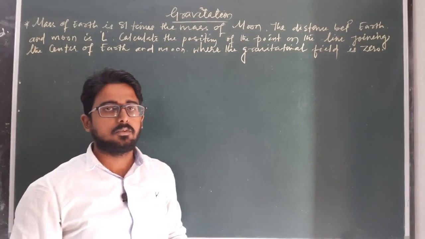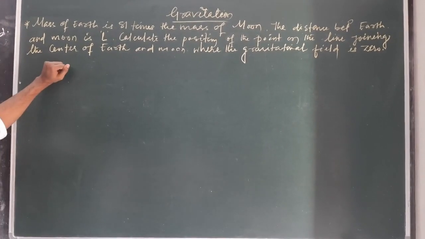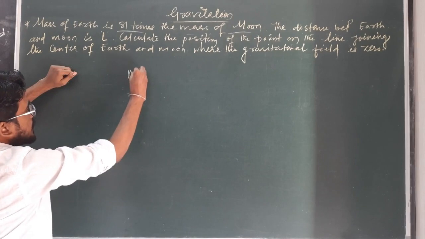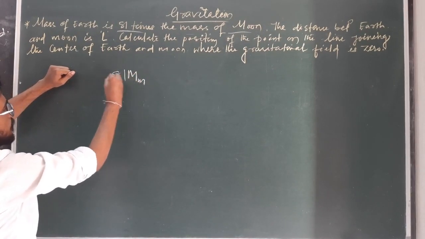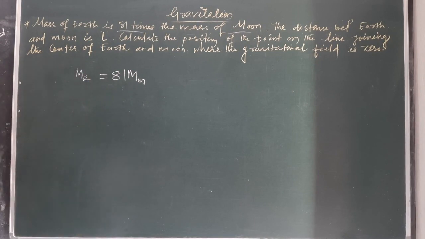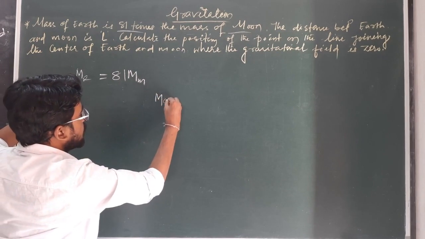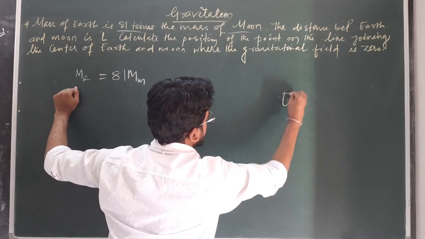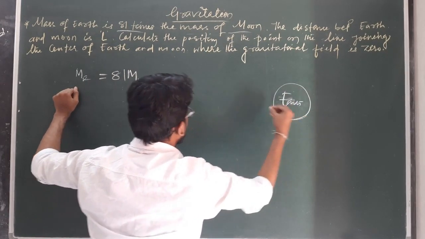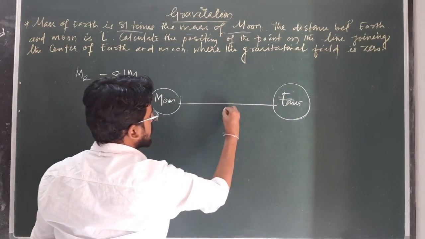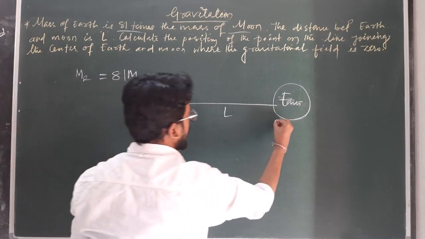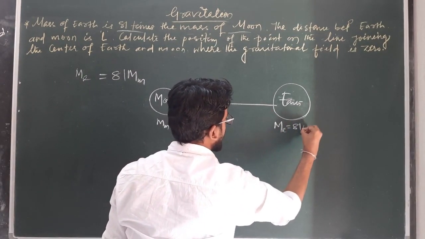Okay student, so the next question is, mass of earth is 81 times the mass of moon. So if this is mass of moon, then 81 times the mass of moon is given as mass of earth. The distance between earth and moon is L. So if here is moon and here is earth, and the distance between earth and moon is given as L. What is mass of moon? Let it be m. What is mass of earth? Let it be Me, which is equal to 81 times the mass of moon.